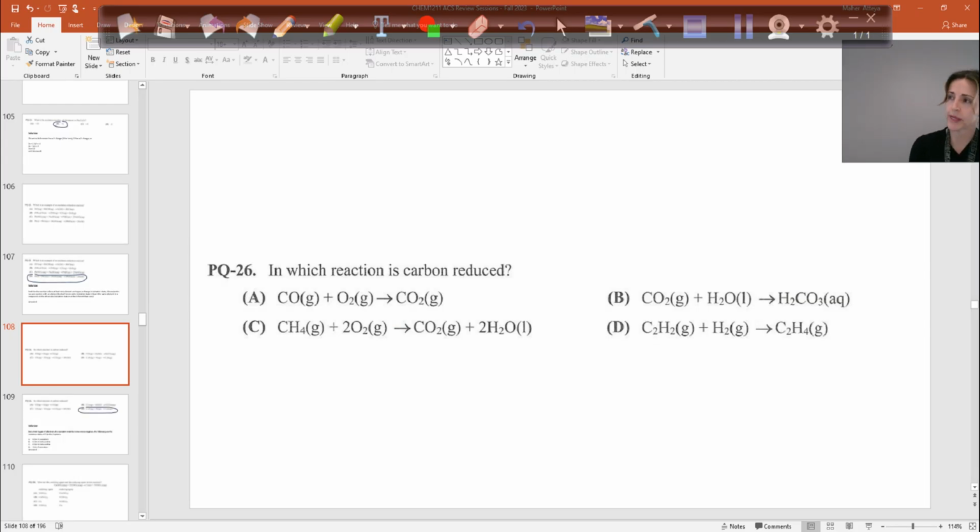So super quickly before we wrap this up, in which reaction is carbon reduced? How do we figure out reduction versus oxidation? What is reduction? What is oxidation? So what do we need to look at to figure out if something is reduced or oxidized? And these are full redox reactions, so you don't have the half reactions where you see the electrons being taken or given away. So what is the only way to figure this out?